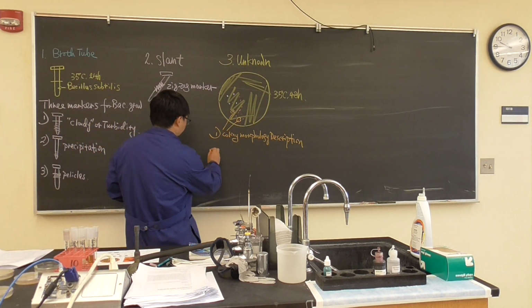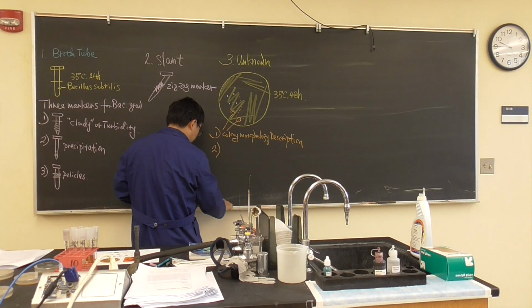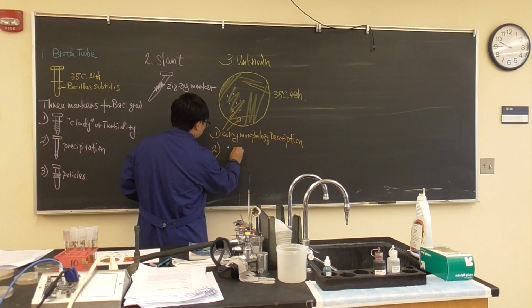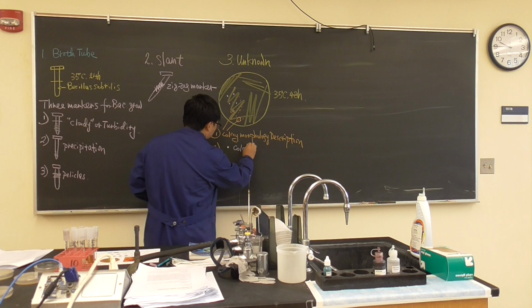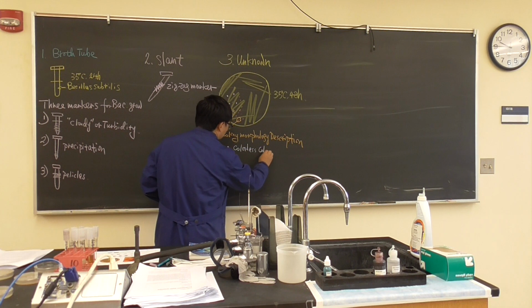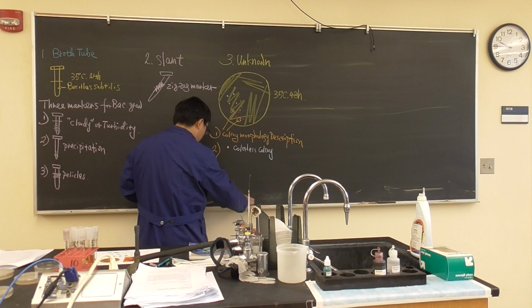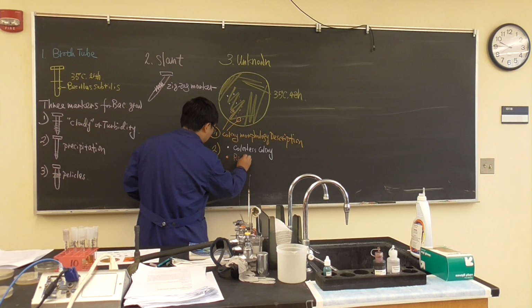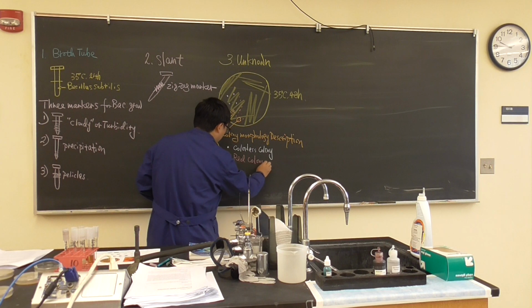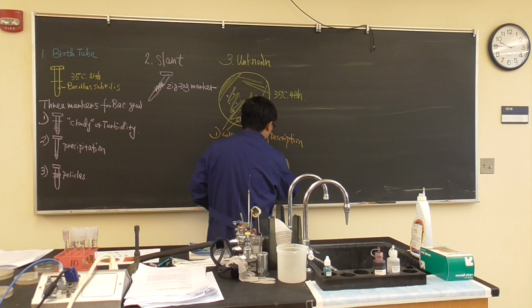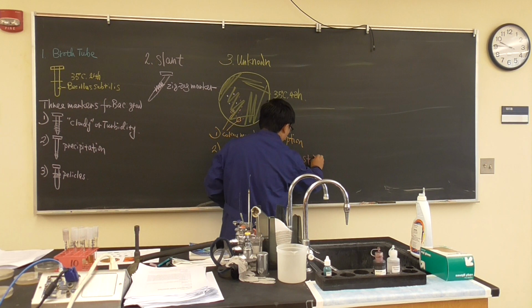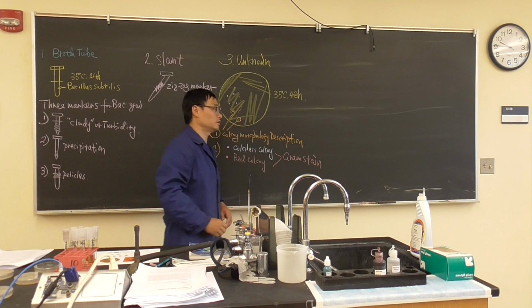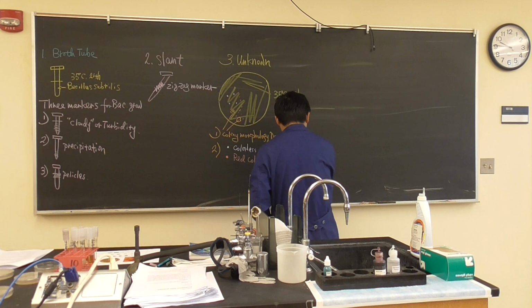The second thing, you pick a colorless colony, and then you pick a red colony. And for both of these we will do a Gram stain. This is the same thing we already did, so you should all be familiar with the procedure.